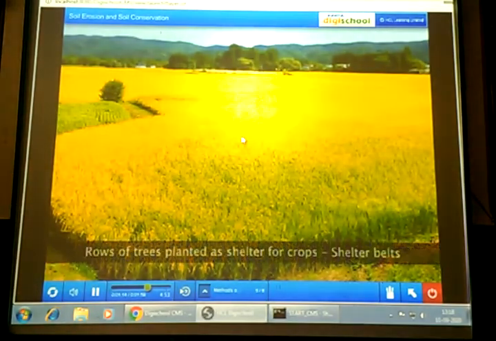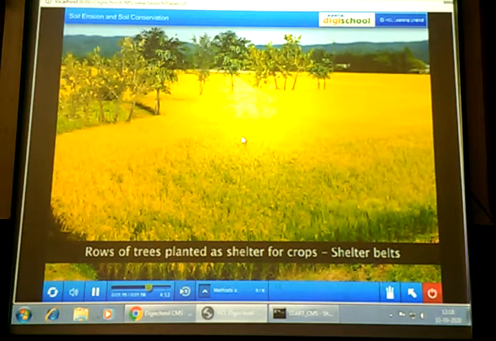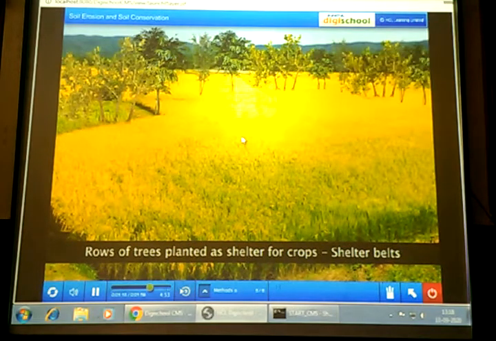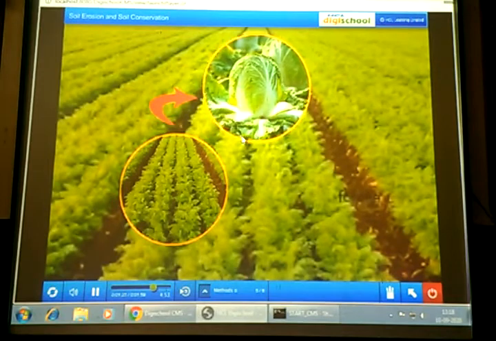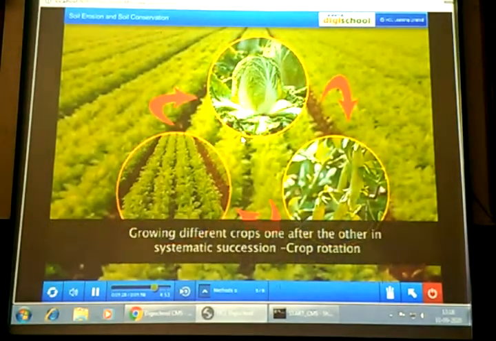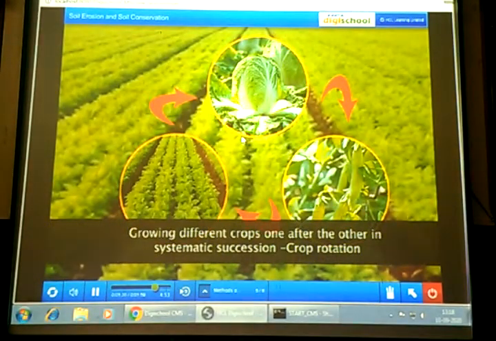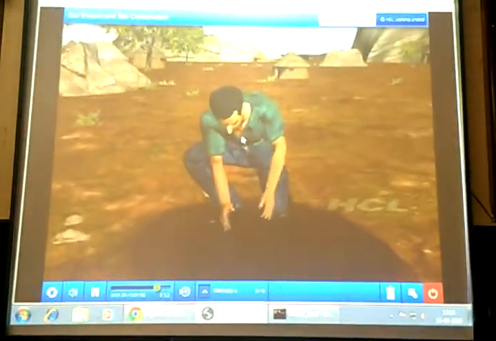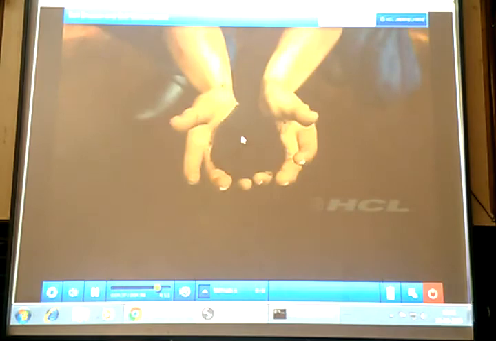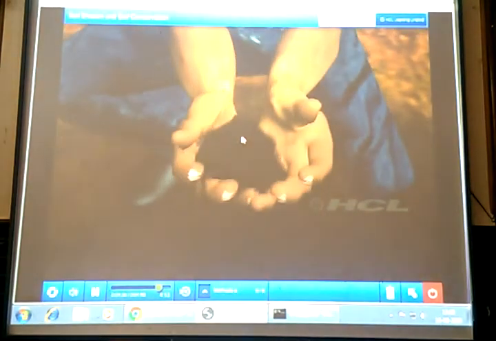Planting rows of trees as shelter for crops also prevents wind erosion. These rows of trees are referred to as shelter belts. Growing different crops one after the other in systematic succession is called crop rotation. This cropping practice helps the soil in regaining its nutrients and also facilitates pest control.